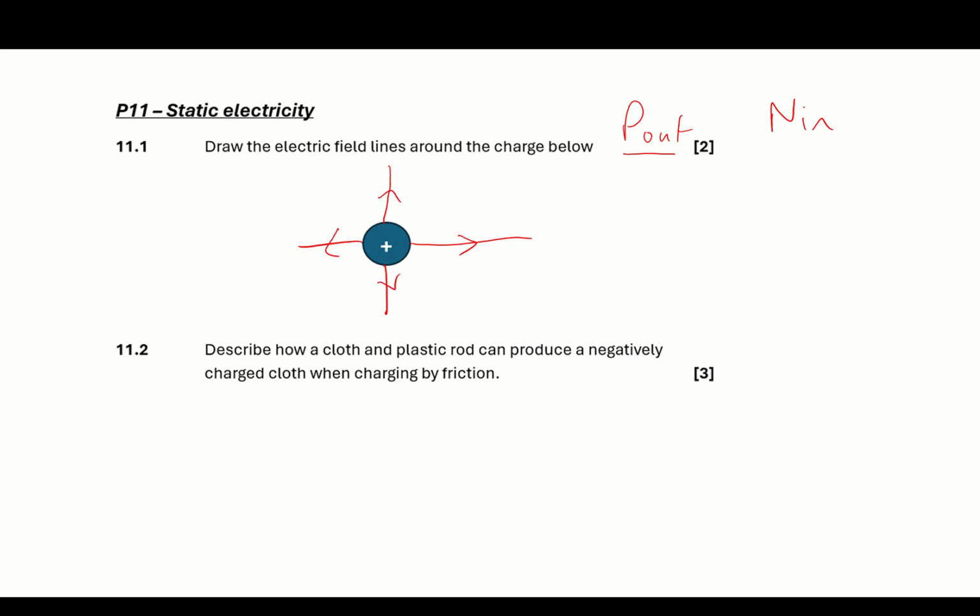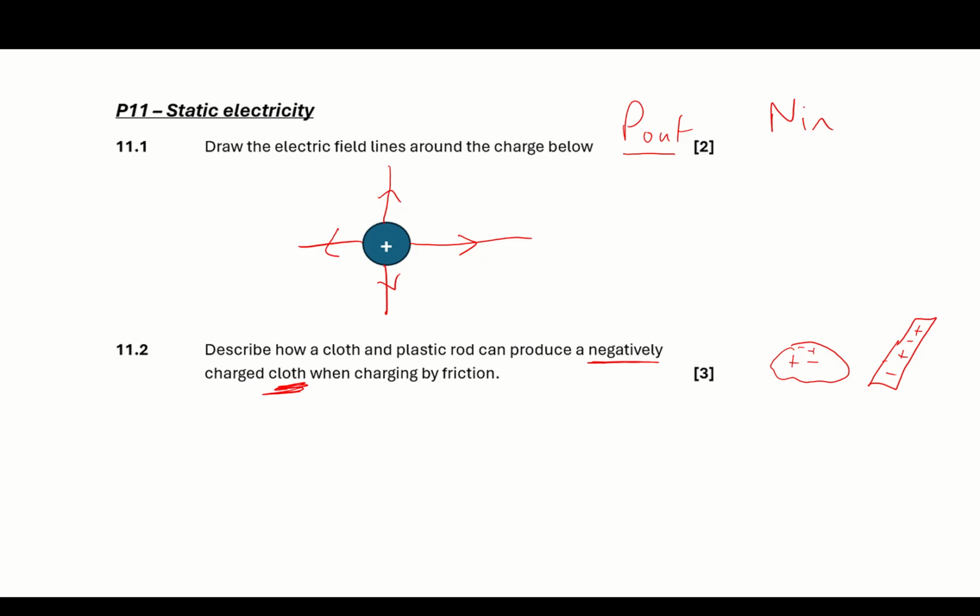mark. Describe how a cloth and a plastic rod can produce a negatively charged cloth. So it's important I explain why the cloth is negative when charging by friction. So I'm just going to do myself a sketch. So I've got my rod, I've got my cloth. At the start they'll have an equal number of positives and negatives. Let's sketch that again.